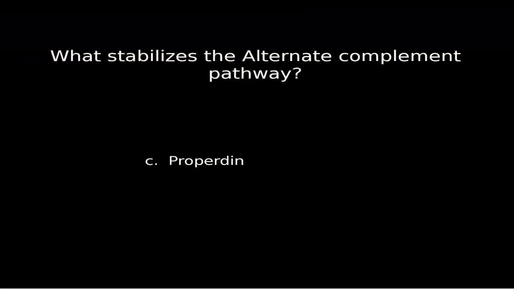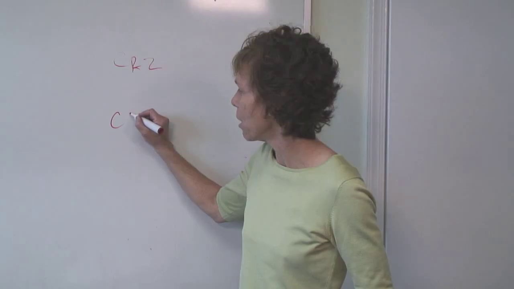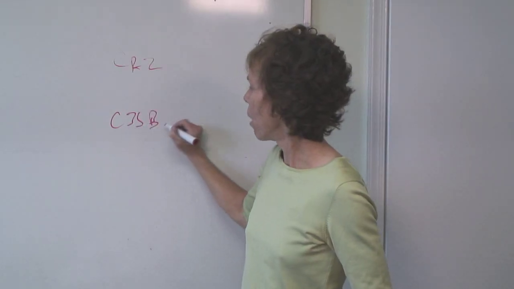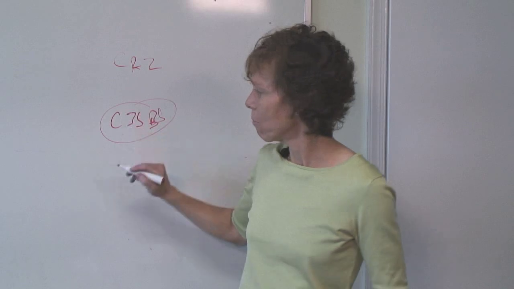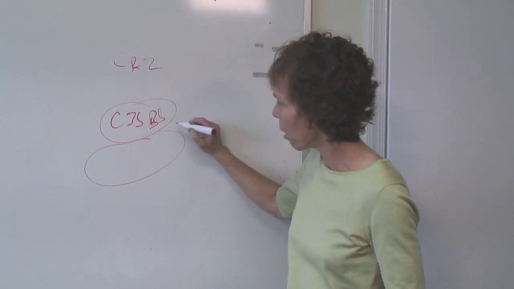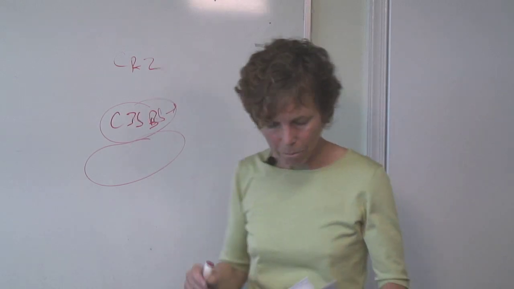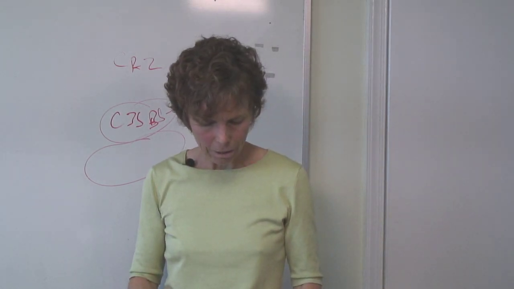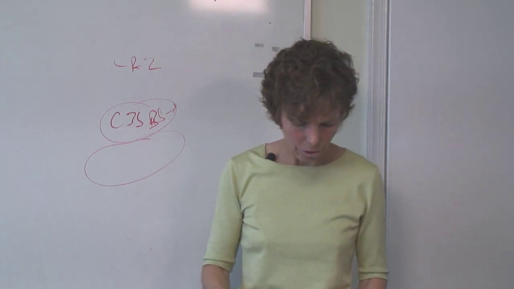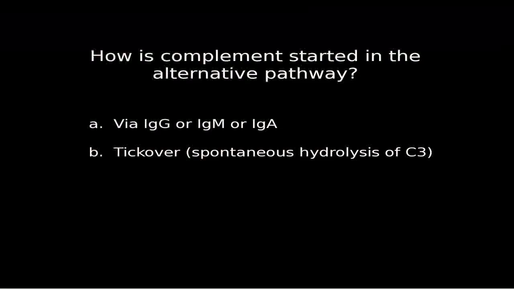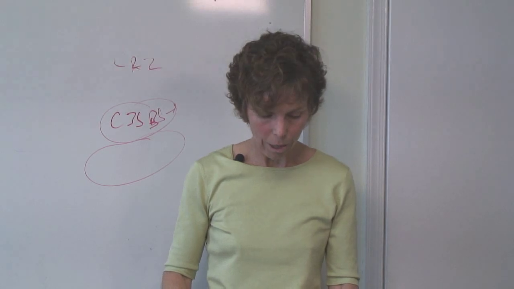Number 8 is, what stabilizes the alternative complement pathway? That's properdin. Remember, when you get that C3bBb, the C3 convertase that's bound to this cell, essentially parks in there, that's stabilized by properdin, and that is answer C. Number 9 is, how is complement started in the alternative pathway? The answer is B, tick over. And remember, A would be for the classical pathway.